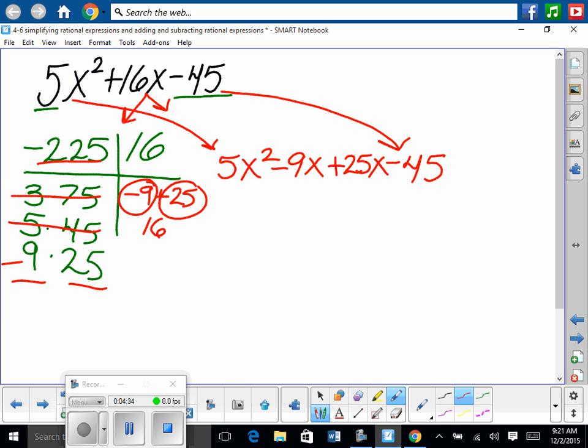Everybody comfortable with this? It's not new, just remembering how to do it. Throw parentheses around the first two, around the second two. Factor out what's in common in that group. And x is in common, right? Divide each thing by x. Left is 5x minus 9.